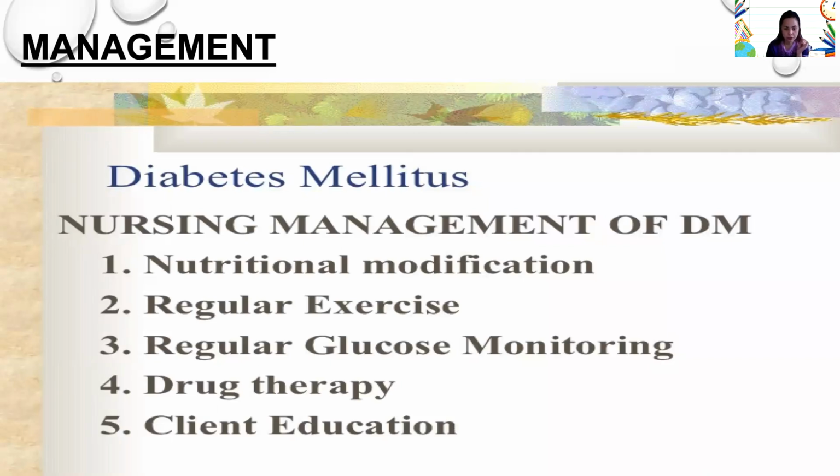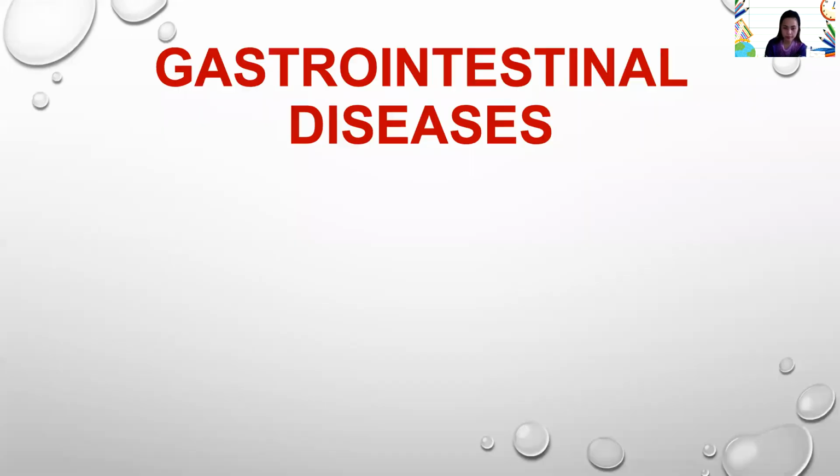First is nutritional modification. Okay? Dapat talaga magbabago ang pagkain ng patient. Lalo na kung mataas ang sugar niya, dapat controlled ang sugar level. Dapat may 2 snacks. Okay? Makikita nyo, diabetic patient sa hospital, binibigyan sila ng 2 snacks and 3 meals. Kasi, para ma-prevent yung hypoglycemia. Regular exercise, regular glucose monitoring, drug therapy, and then, very important ang client education. Kung hindi ka nakapag-client education, bukas makalawa, nandyan ulit ang patient mo because of the same problem.